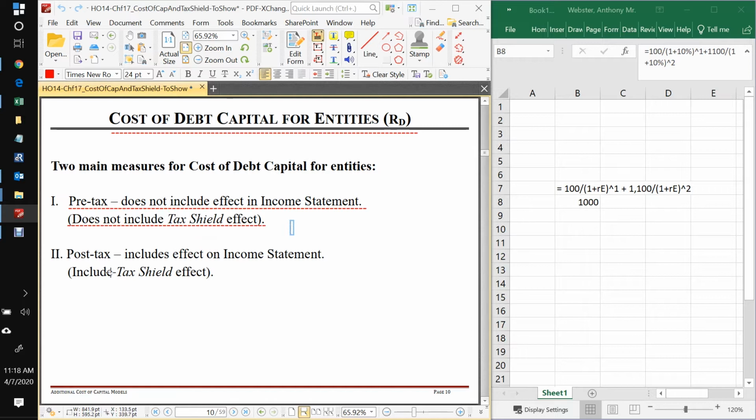But we'll get to that in a bit. The second way to measure cost of debt capital is post-tax, and you're always going to know if you're dealing with a post-tax cost of debt capital because it's going to involve one way or another some information from the income statement, and that of course is going to include the tax shield effect. So in general, our RD pre-tax is always going to be greater than or equal to our RD post-tax. And that's going to be because of this tax shield effect.